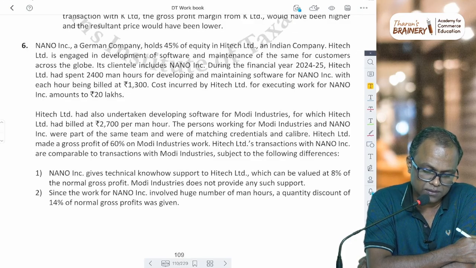Actually, this is the transfer price, actual sales with the AE. For this actual sales, we have to find out the ALP sales. This is actual billed. Next data.